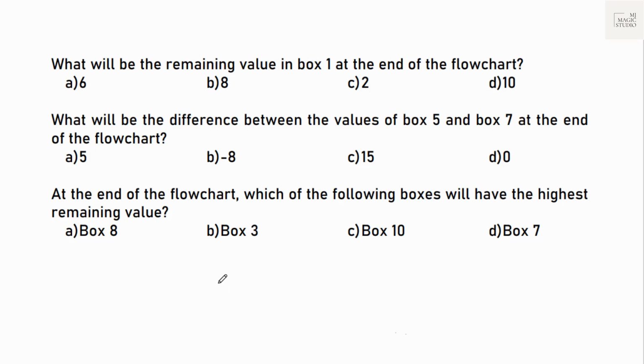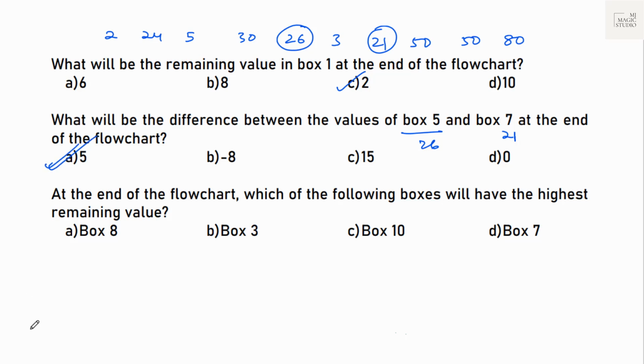Okay, so what will be the remaining value in box 1? It will be 2. We know these values are 2, 24, 5, 30, 26, 3, 21, 50 and then we have 50 and the last one is 80. What will be the difference between the value in box 5, 26, and box 7, 21? At the end, 26 minus 21 is 5. At the end of the flowchart, which of the following boxes will have the highest remaining value? That is 80 in box number 10.